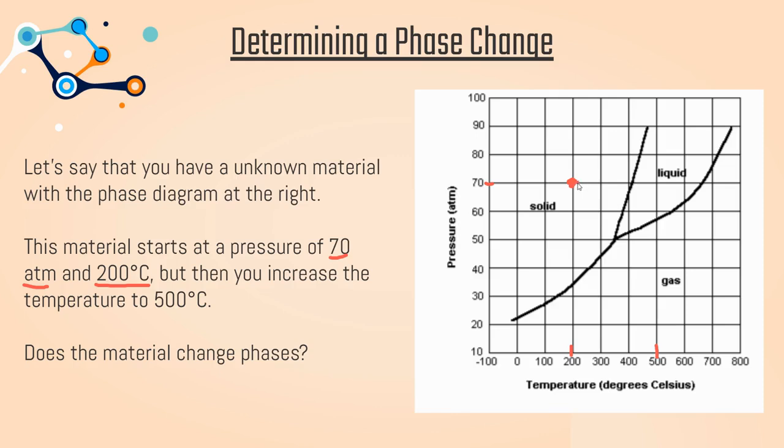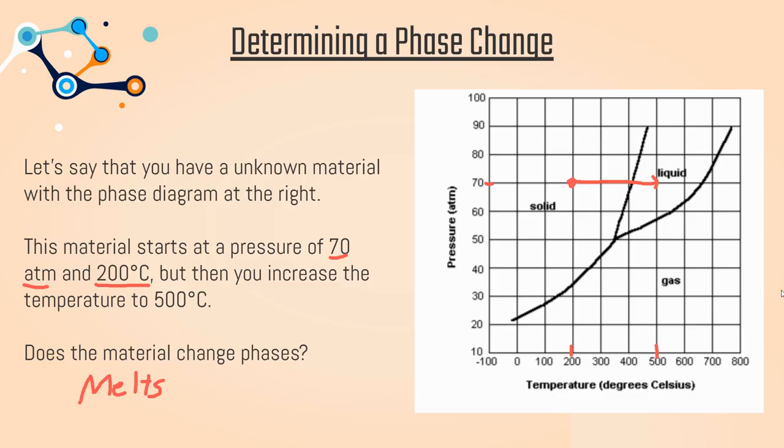Does this material change phases? We're starting at the point and we're going to the right to 500 Celsius. We can see that we started as a solid, but we went to a liquid. So yes, this material does change phases. It in fact melts because it's going from solid to liquid. Remember that these different names for transitions, they're in your Unit 4, Section 1 notes.